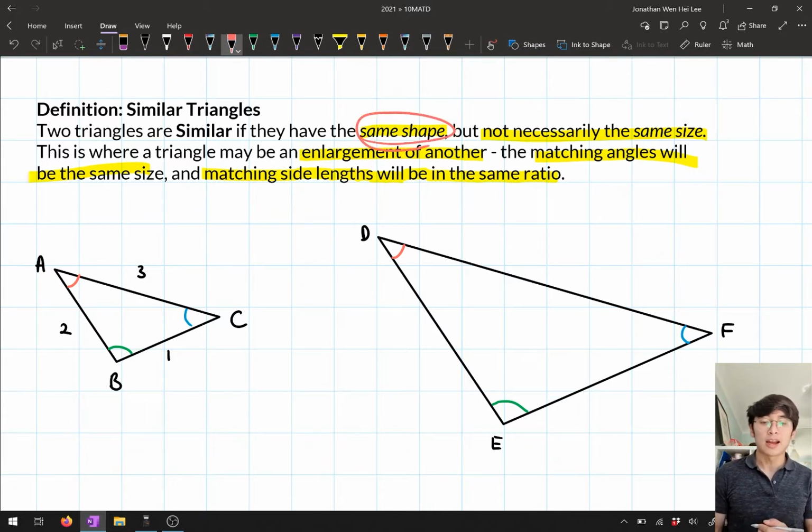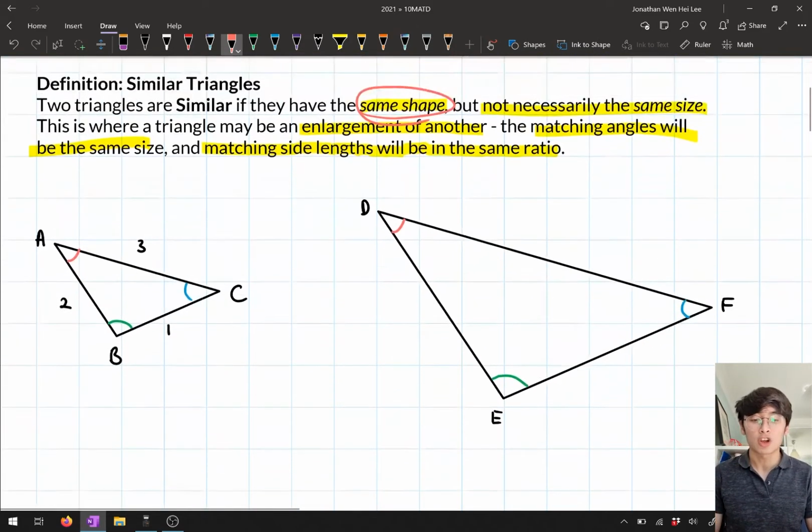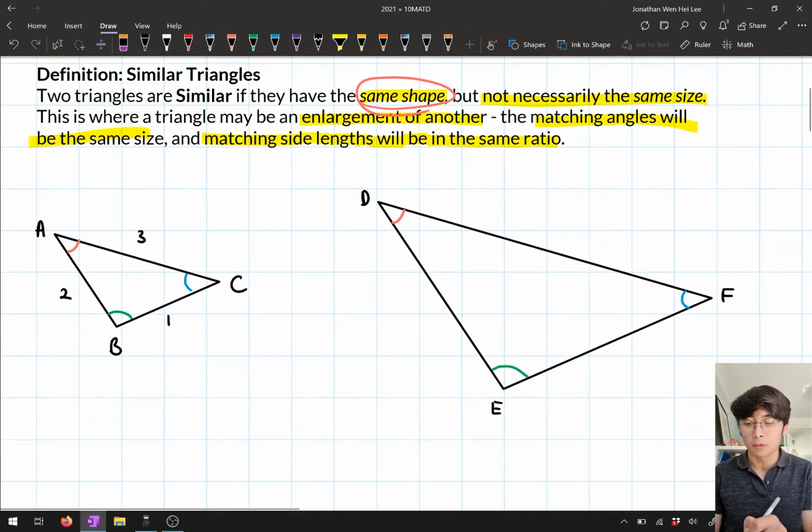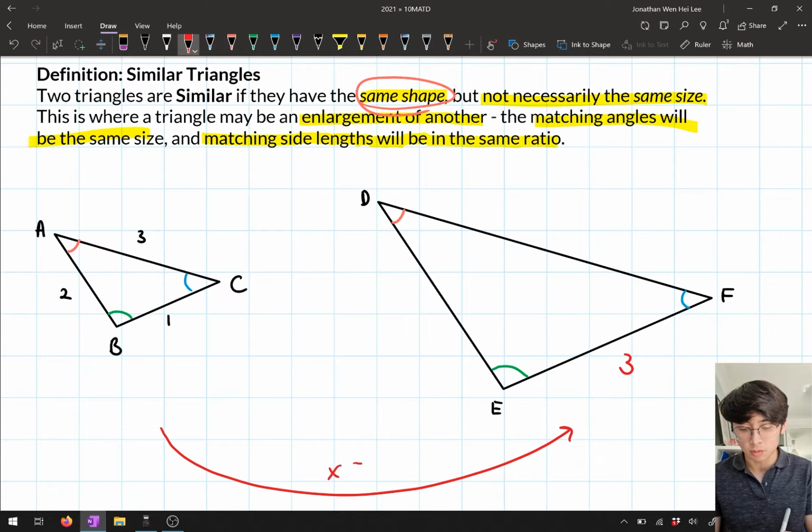Now, the other part is that the sides are in a matching ratio. Notice in the first one, I've labeled the sides 1, 2, and 3. We're just pretending that these have side lengths 1, 2, and 3. Say BC was 1, and the matching side on my similar triangle is EF, and let's say EF was 3. In order to get from my first triangle to my second triangle, I need to multiply by 3. So I need to multiply all the side lengths by 3.